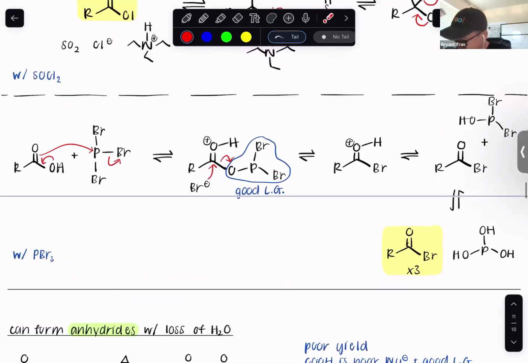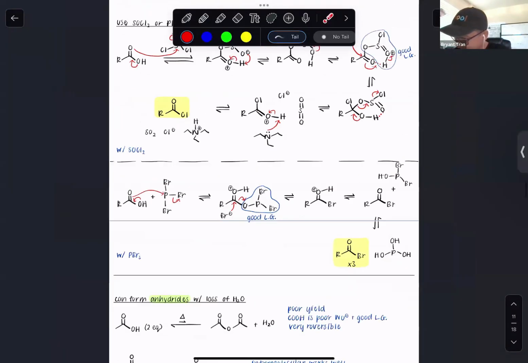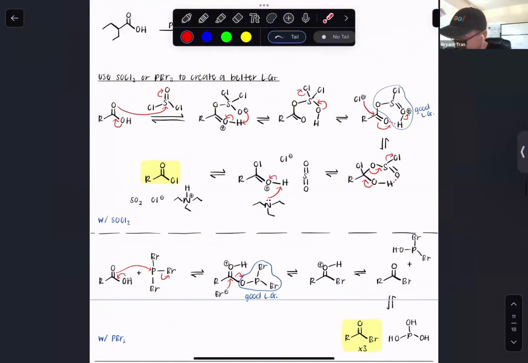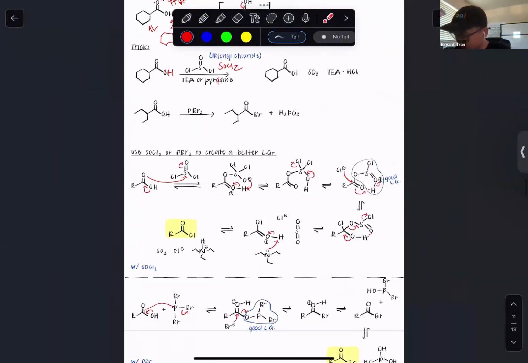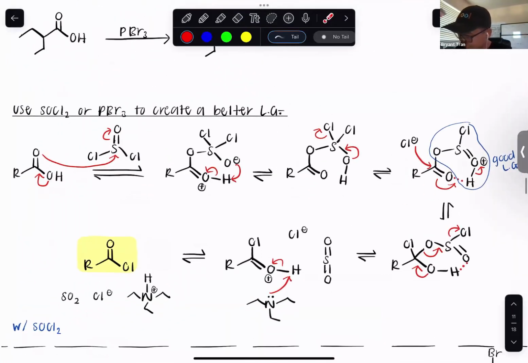Mechanism is a no card thing, so I don't have to explain each arrow unless you guys want me to. Right, let me just do it really quickly.